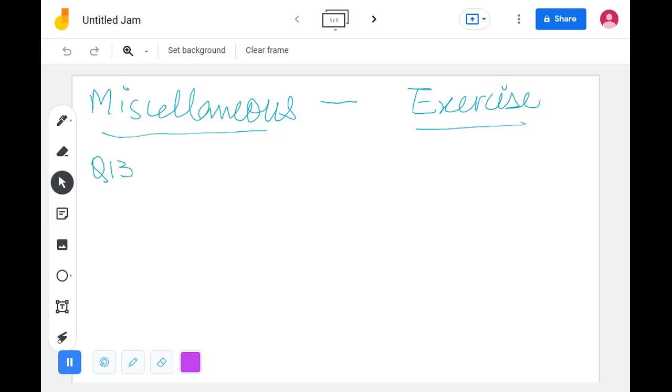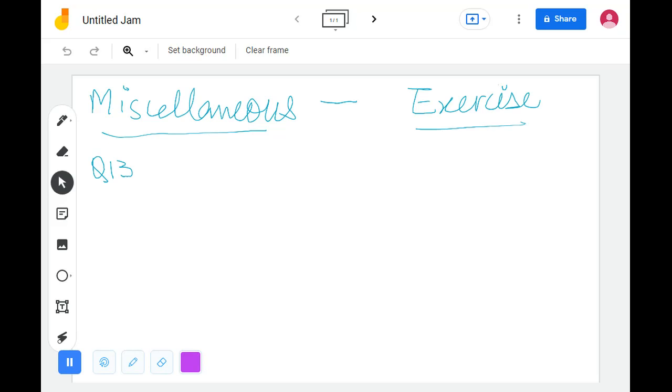Question number 13 says, in a survey of 600 people in a school, 150 students were found to be taking tea and 225 taking coffee, and 100 were taking both tea and coffee. Find how many students were taking neither tea nor coffee. We have to find how many students were taking neither tea nor coffee. So let's get started.